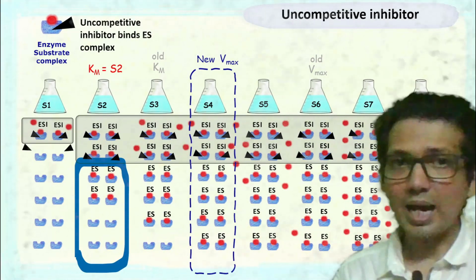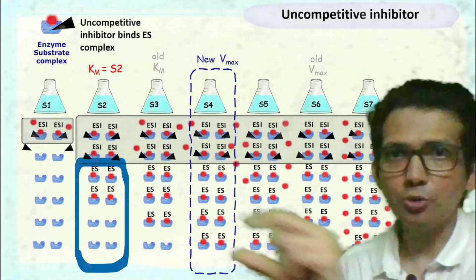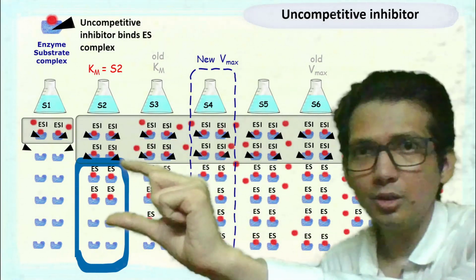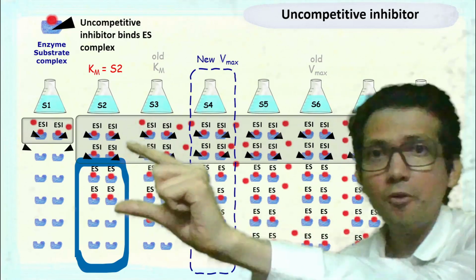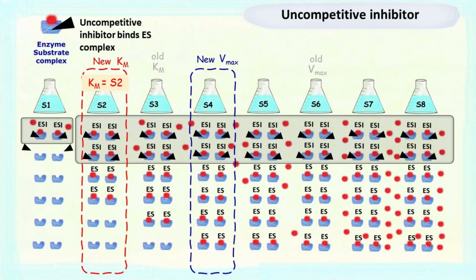Now let's talk about Km. Km is the substrate concentration at which 50% of the enzyme molecules form ES complex. So at substrate concentration S2, we have 50% of ES formation. So if you compare this with the control where there is no inhibitor, then in presence of uncompetitive inhibitor, the value of Km has decreased. So to conclude, in presence of uncompetitive inhibitor, the value of Vmax as well as the value of Km will decrease.